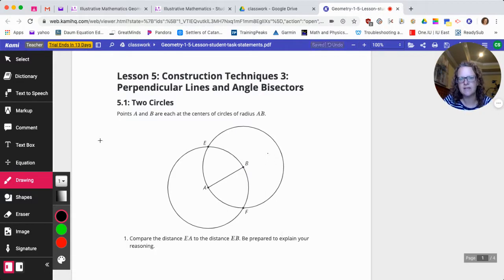So we're comparing the distance from here to here. That is also the radius of circle A, okay? AE is the radius of circle A, and then BE is also the radius of circle B. And since circle A and circle B have the same radius, any line I draw from the center to the edge has the exact same measurement. Ooh, there's another one. BF is the same as AF, all right?